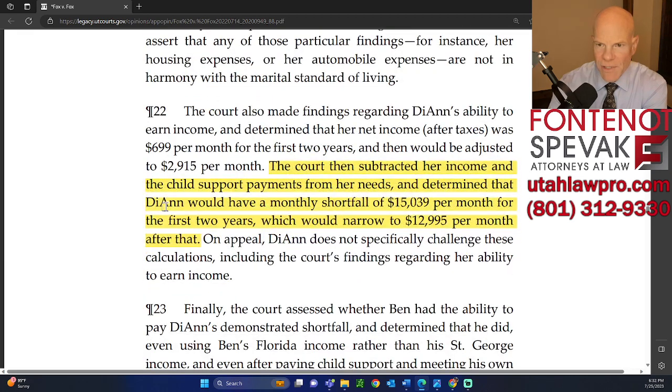The court then subtracted her income and the child support payments from her needs and determined that Deanne would have a monthly shortfall of $15,000 per month for the first 2 years, which would narrow to $13,000 per month after that. So this is the income section of the analysis.